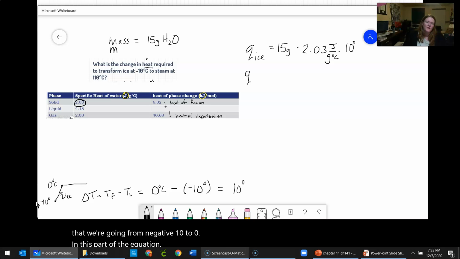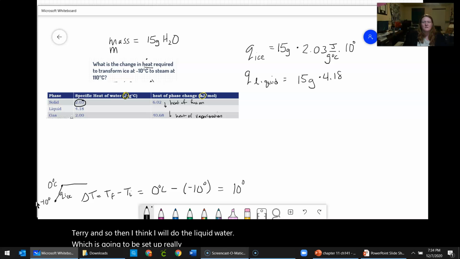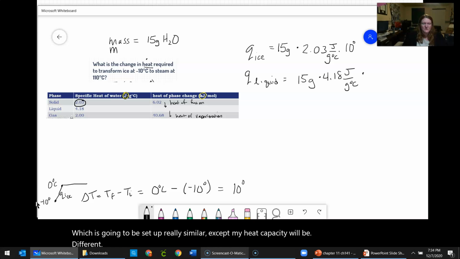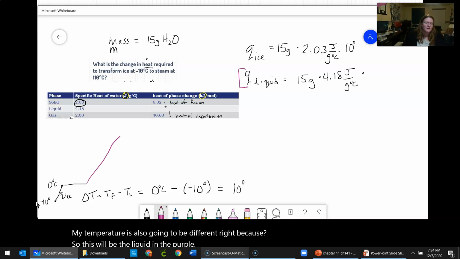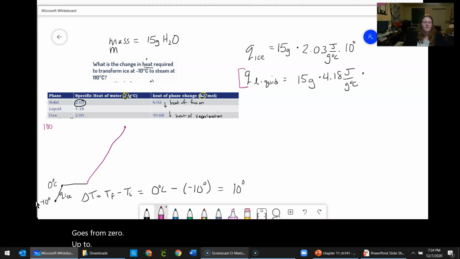All right, and so then I think I will do the liquid water, which is going to be set up really similar, except my heat capacity will be different. My temperature is also going to be different, right? Because this will be the liquid in the purple. The liquid goes from 0 up to 100. So my delta T will be 100 degrees.